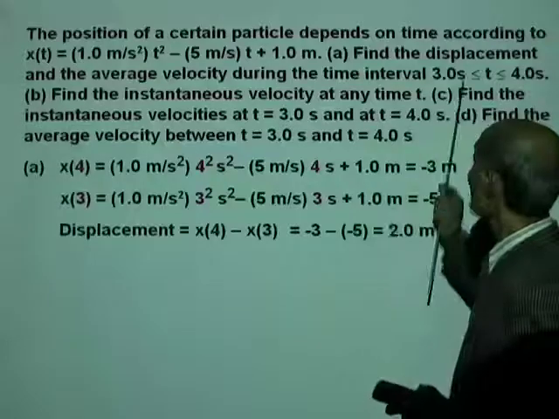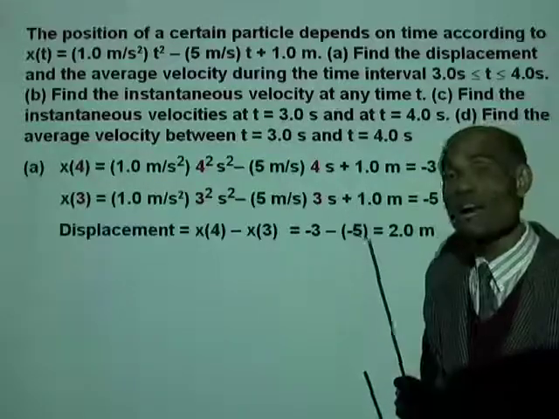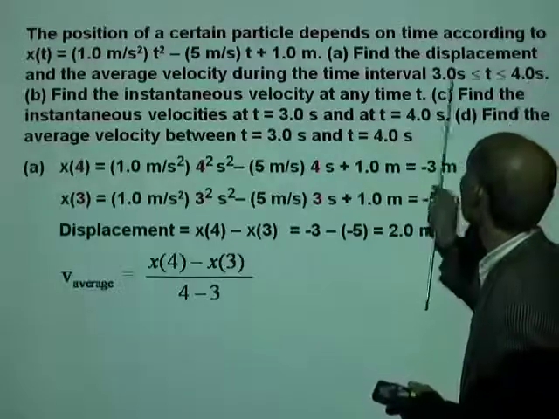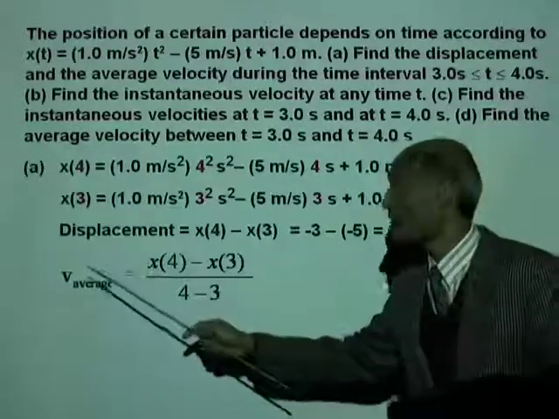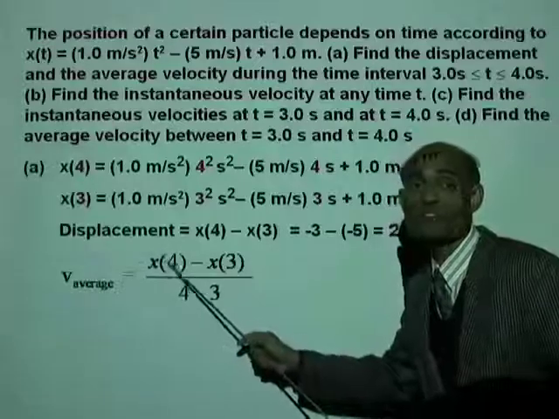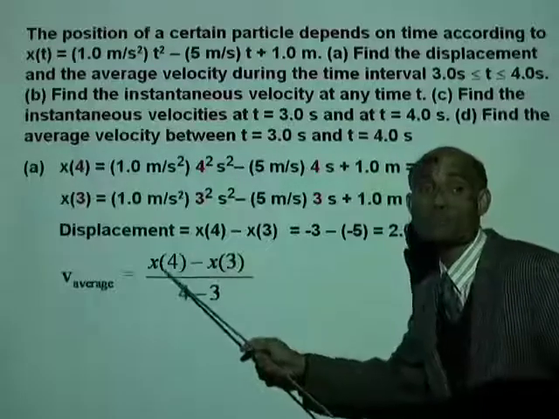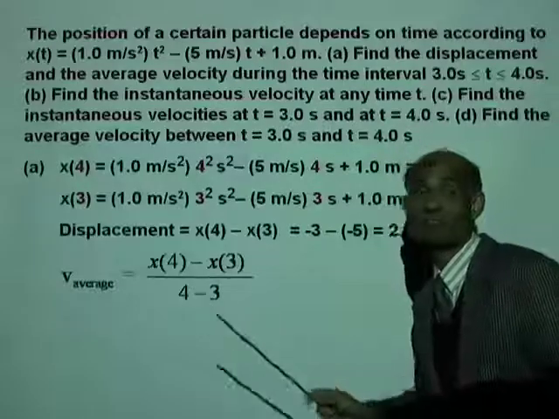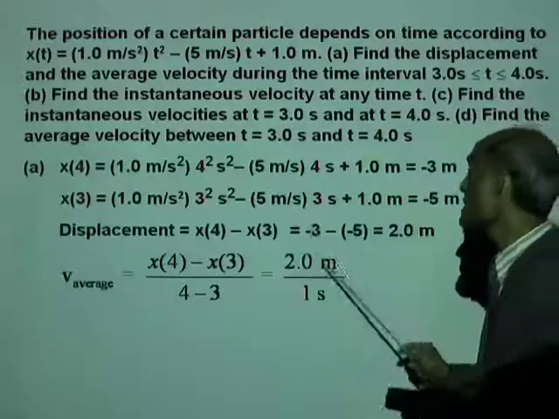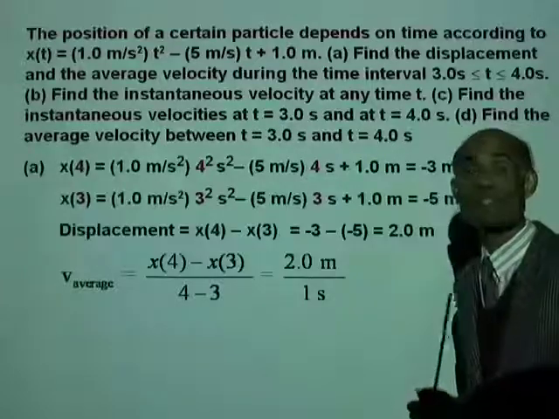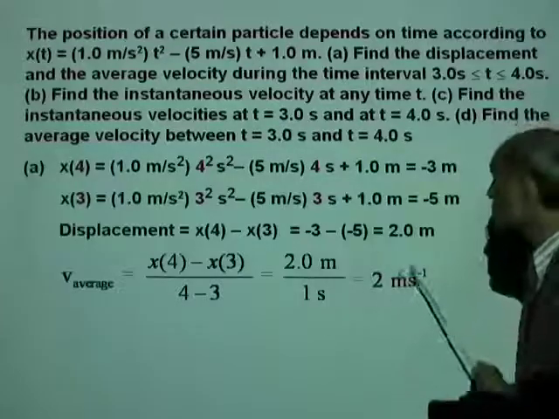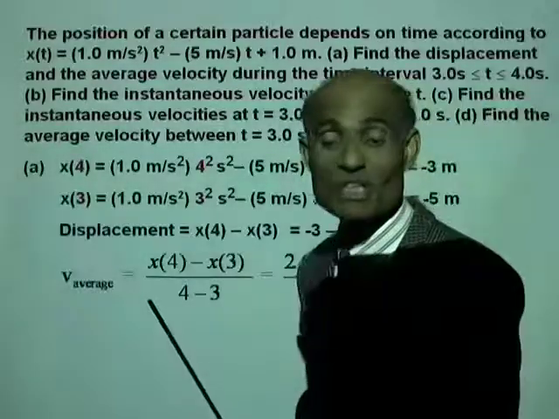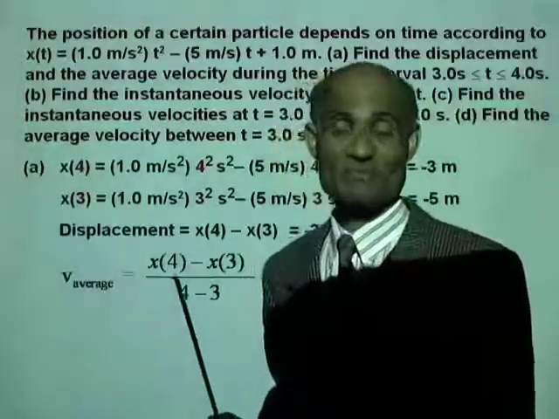And this displacement happened during what time interval? The time interval is 4 seconds minus 3 seconds. So average velocity is x of 4 minus x of 3, that is the displacement, delta x, divided by delta t. That will be 2 meter divided by 1 second, that is 2 meter per second. That is the average velocity during that interval.